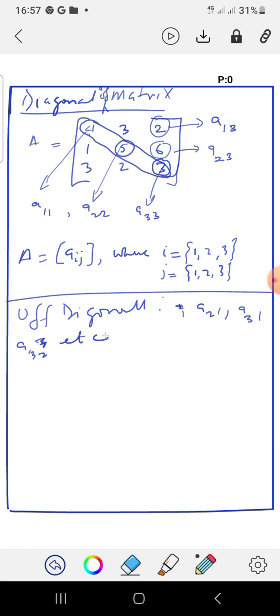All right, now let's talk about the diagonal matrix particularly. We have talked about the diagonal of a matrix. The diagonal matrix is a matrix in which all the off diagonal elements are zero. So let's look at a diagonal matrix now.